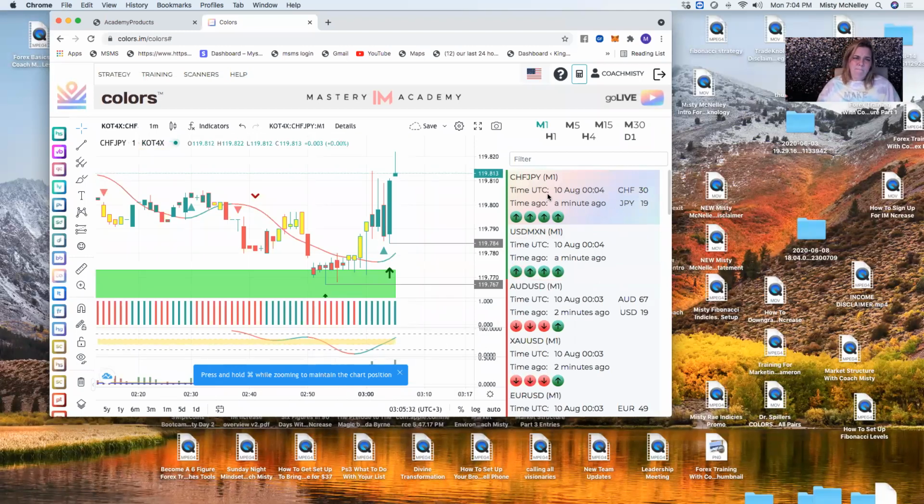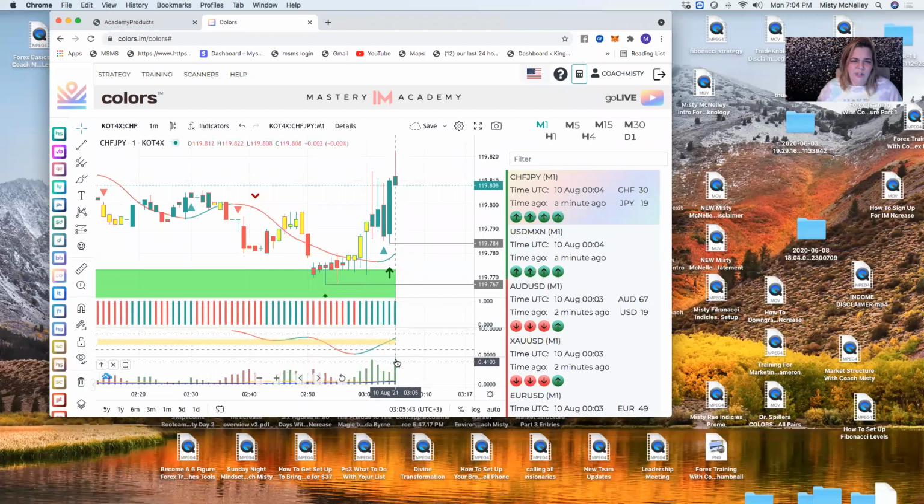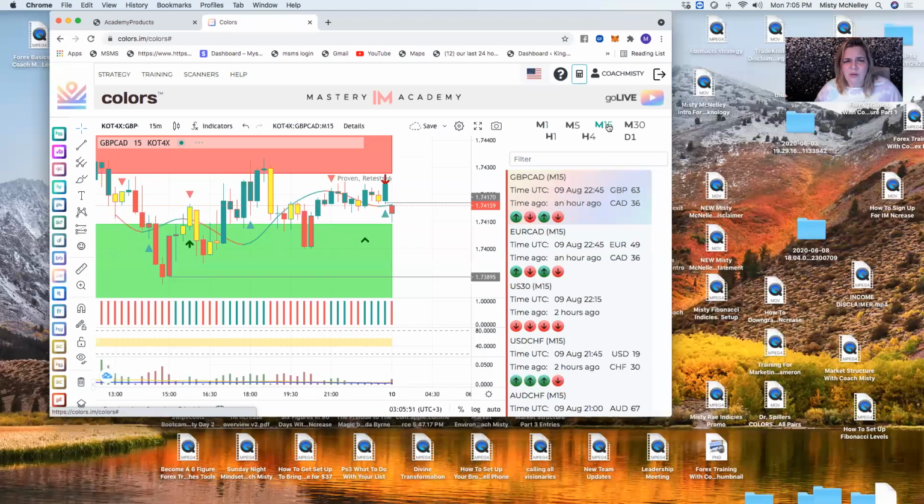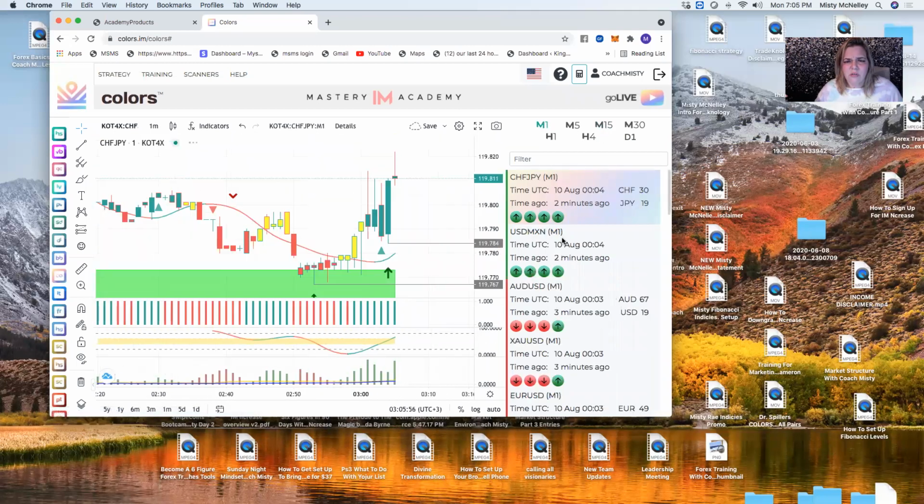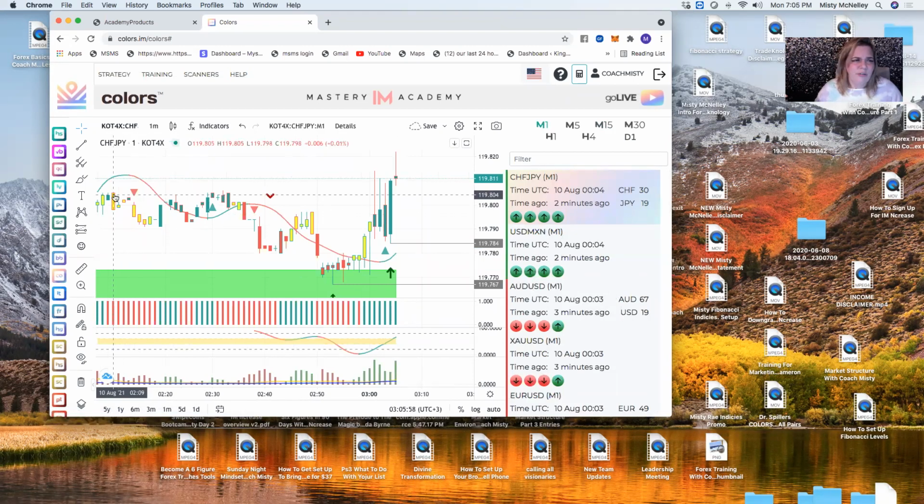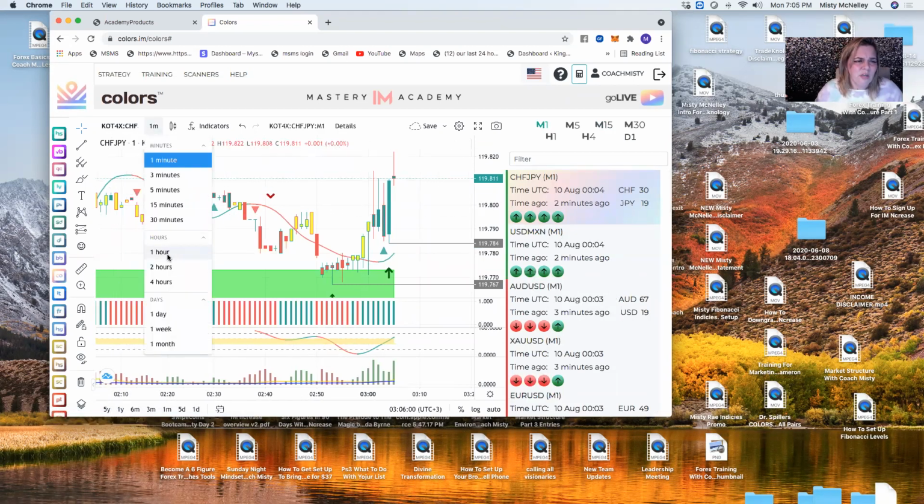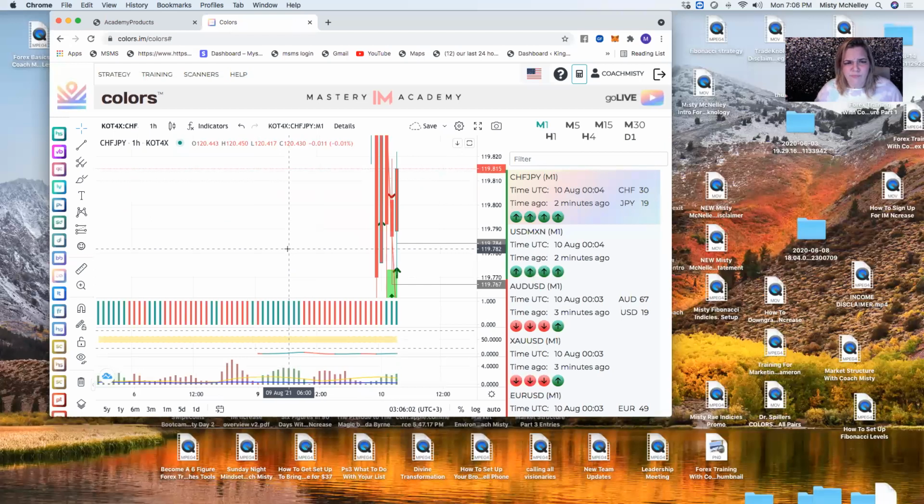CJ, one minute ago, it came out the box. Price came out the box, and the colors line up. Green, green, green, green on the 1 minute. I always go up though. And look, that's a 1 minute. Let's start with the hour.